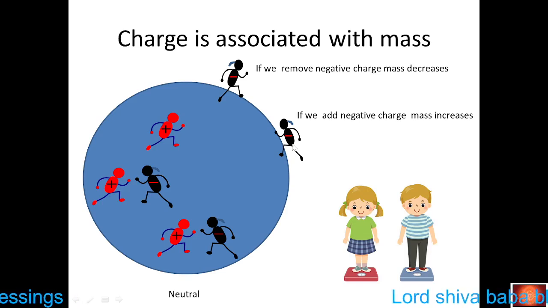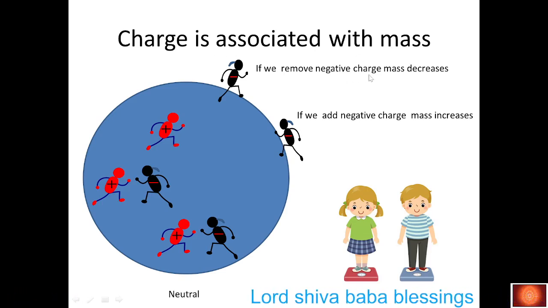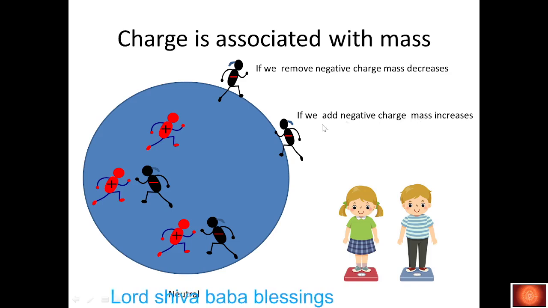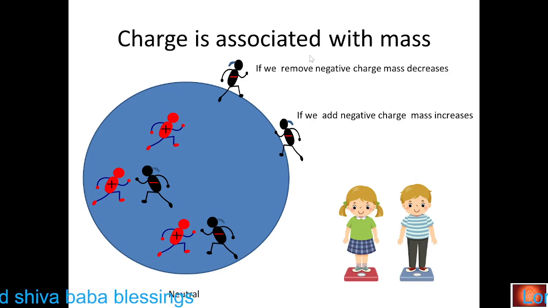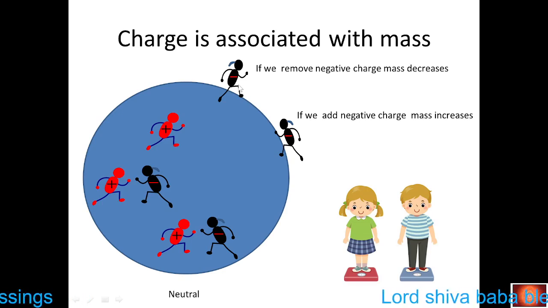The next thing is charge is associated with mass. If we remove negative charge, mass also decreases, and if we add negative charge, the mass of the atom increases. So the charge is associated with mass. What I mean to say is that charge will also have some mass associated with it.